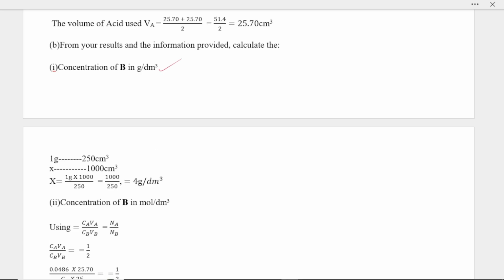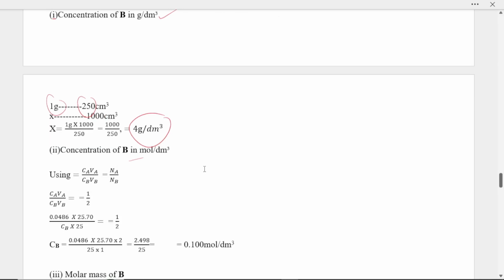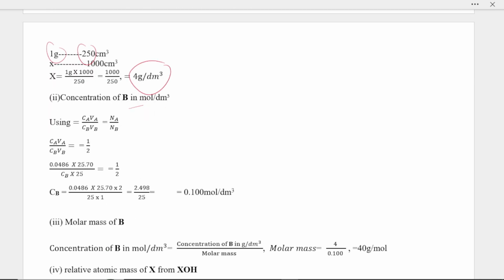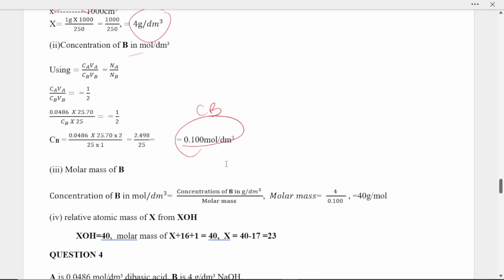Conversion of B in gram per day. So we are converting 1 gram in 250 to gram per day. That gives us 4 gram. By now, you should know how to do this. Then you go to kava, then you convert to mole per DMQ. You have your final answer of 0.01 of CB. Remember of CB. Now, what's the molar mass of CB?